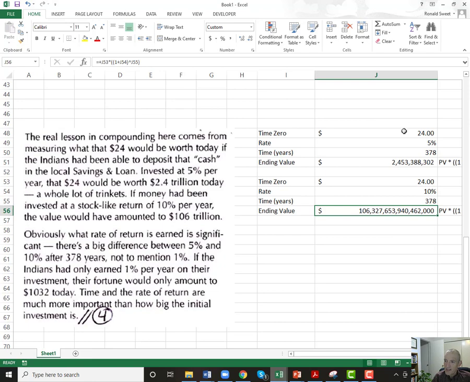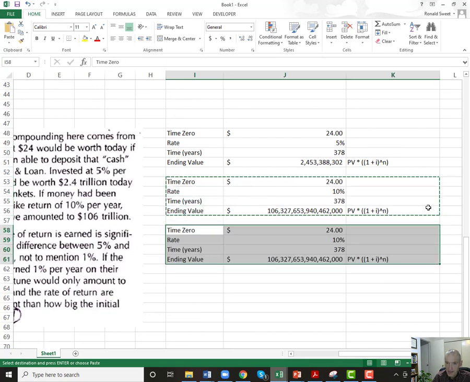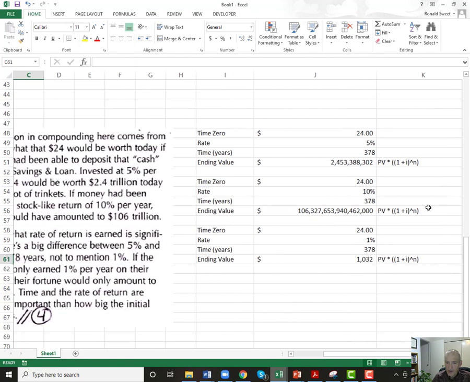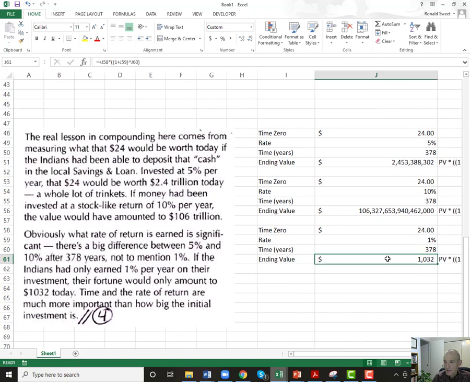But the point he's making is that $24, and the last one he does, I think he does that one correctly. The last one he does is 1%. 1%, that would have only grown to 1,032. All right, so he only got this one wrong. That was the one he miscalculated. He got it off by a factor of 1,000. His point was at 5%, it would have been worth $2.4 trillion.